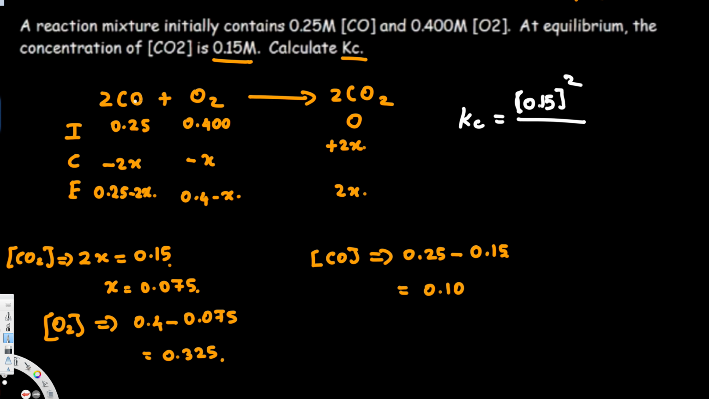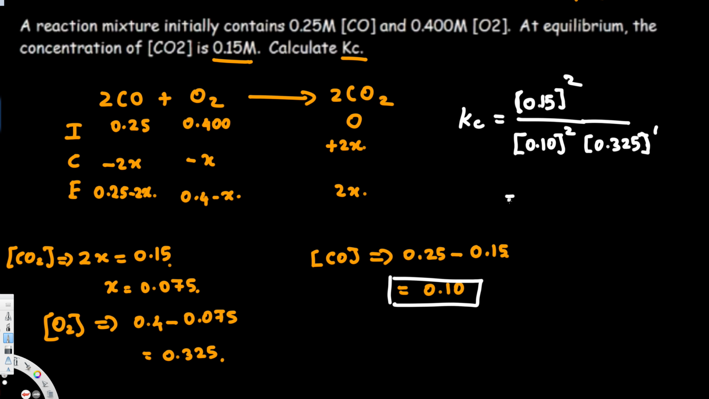Now carbon monoxide is 0.25 minus 2x. That one we calculated right here, that is 0.10. So let's put that one right here, 0.10. And since we have 2 in front of this one, we have to square it. And we have oxygen right here, we calculated that one, that is 0.325. That one only has 1 in front of it, so we just put 1. And if you calculate this value, you should get 6.92, and that's going to be our Kc value.